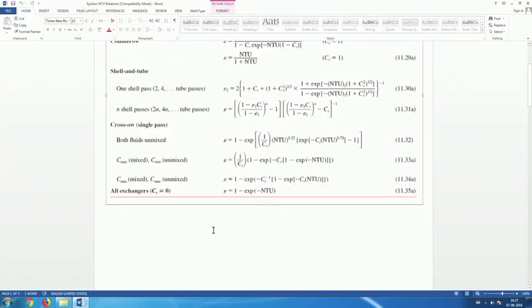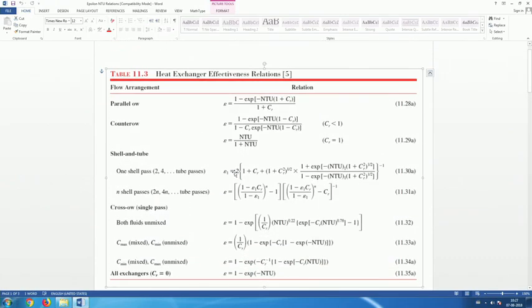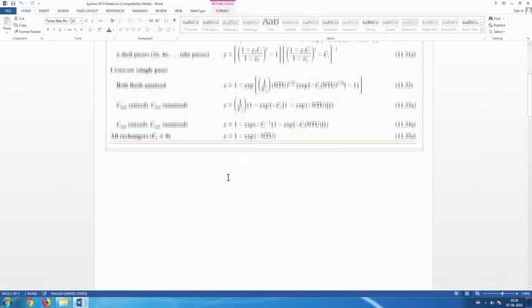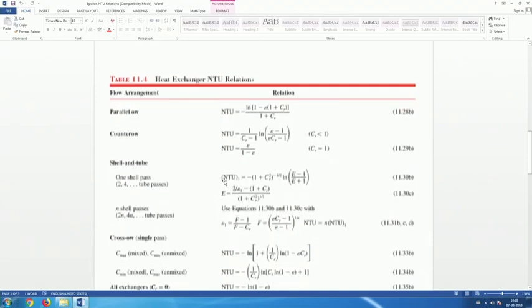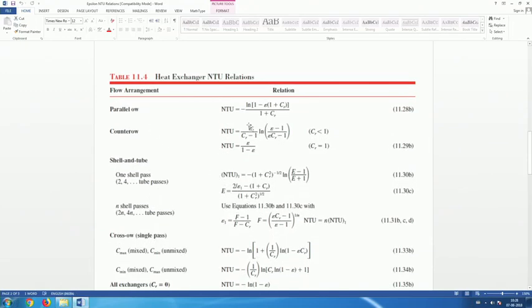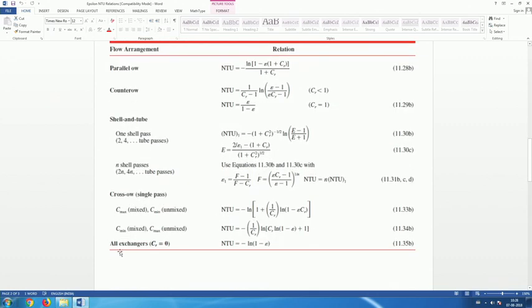As I mentioned, sometimes for design purposes, it's better to have NTU in terms of epsilon. So, the next table in your text gives you the same thing, but right over here the NTU is on the left hand side. The explicit relation of NTU with epsilon is provided for parallel flow, counter flow, shell and tube, and for all types of exchangers where CR is equal to 0. So, these are the relations where NTU is expressed in terms of epsilon.